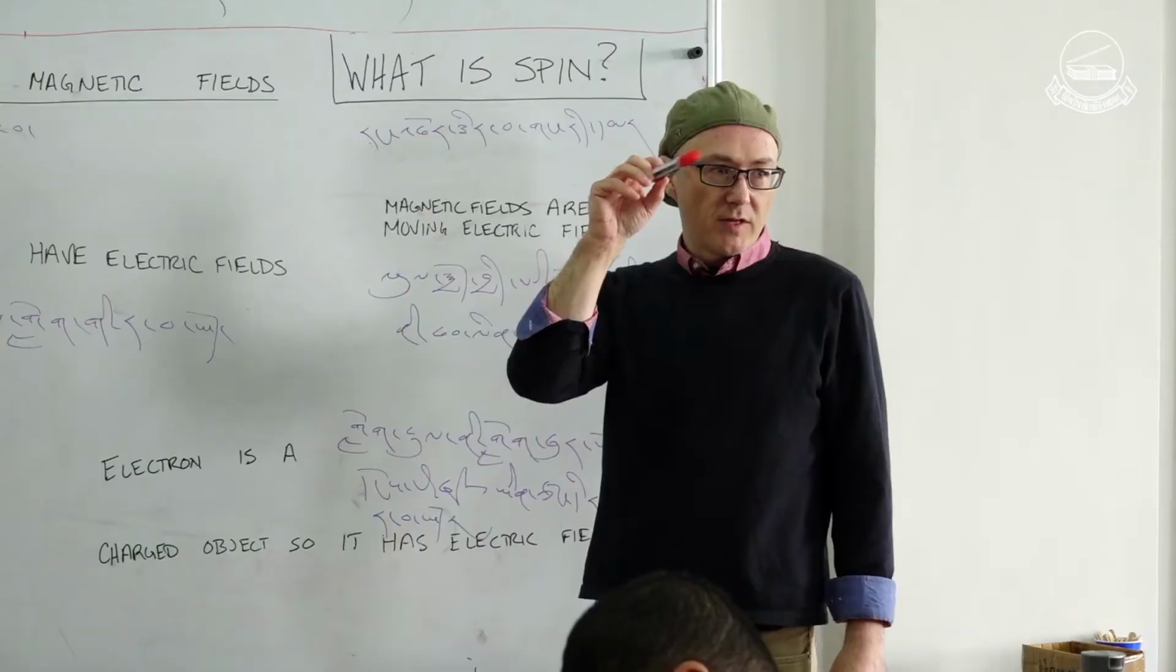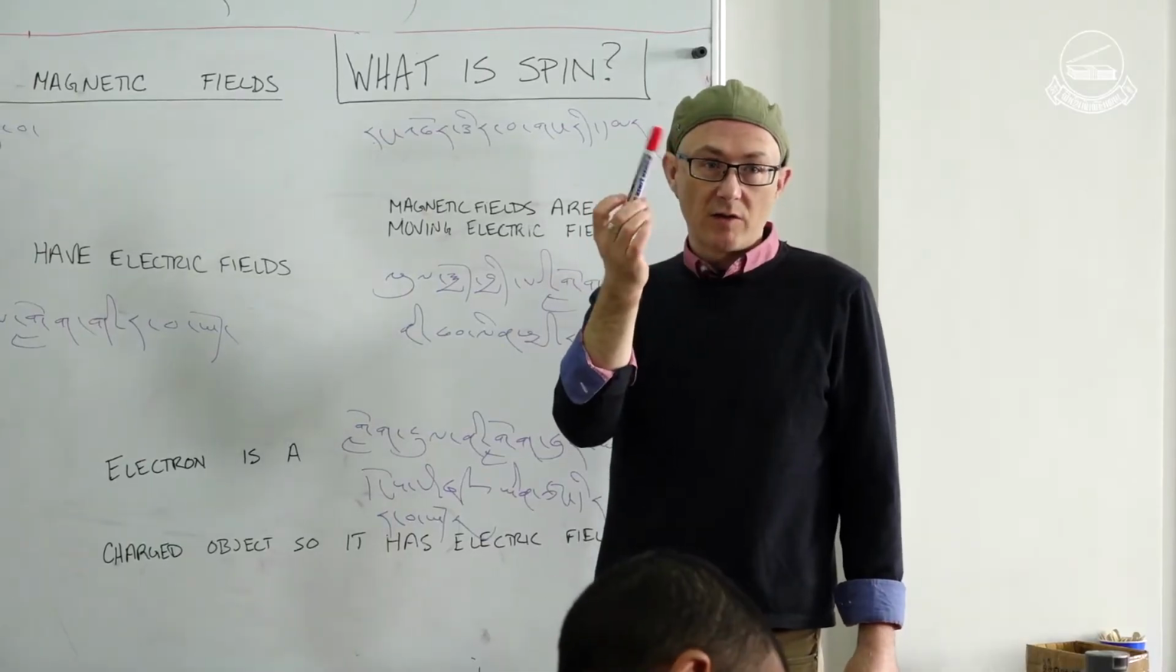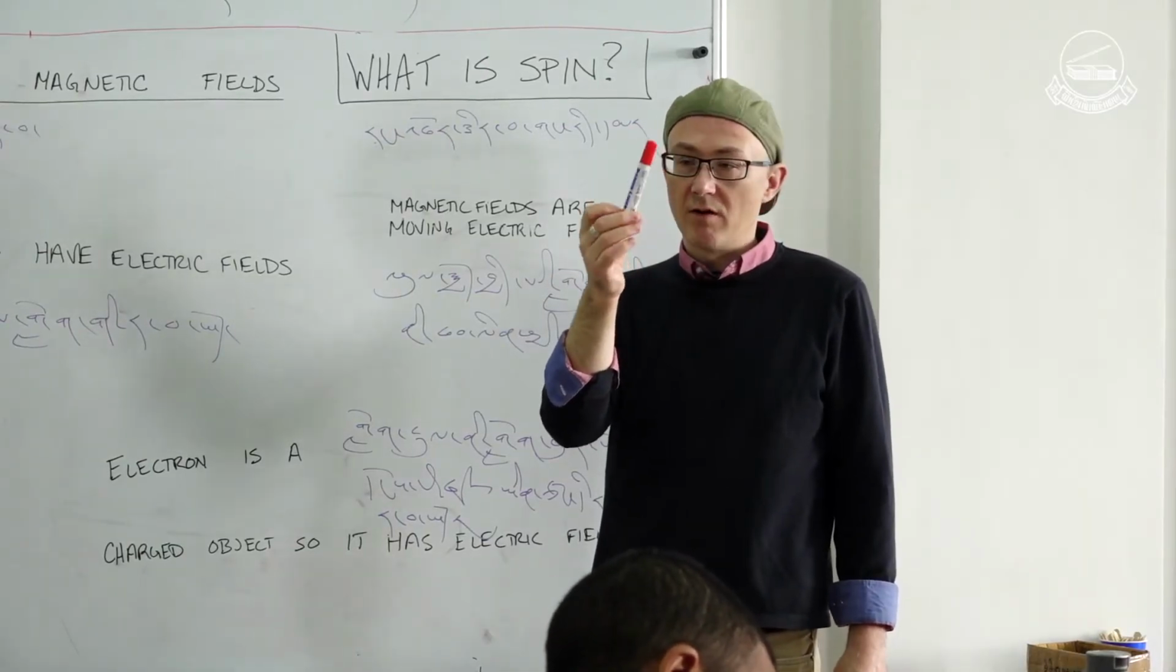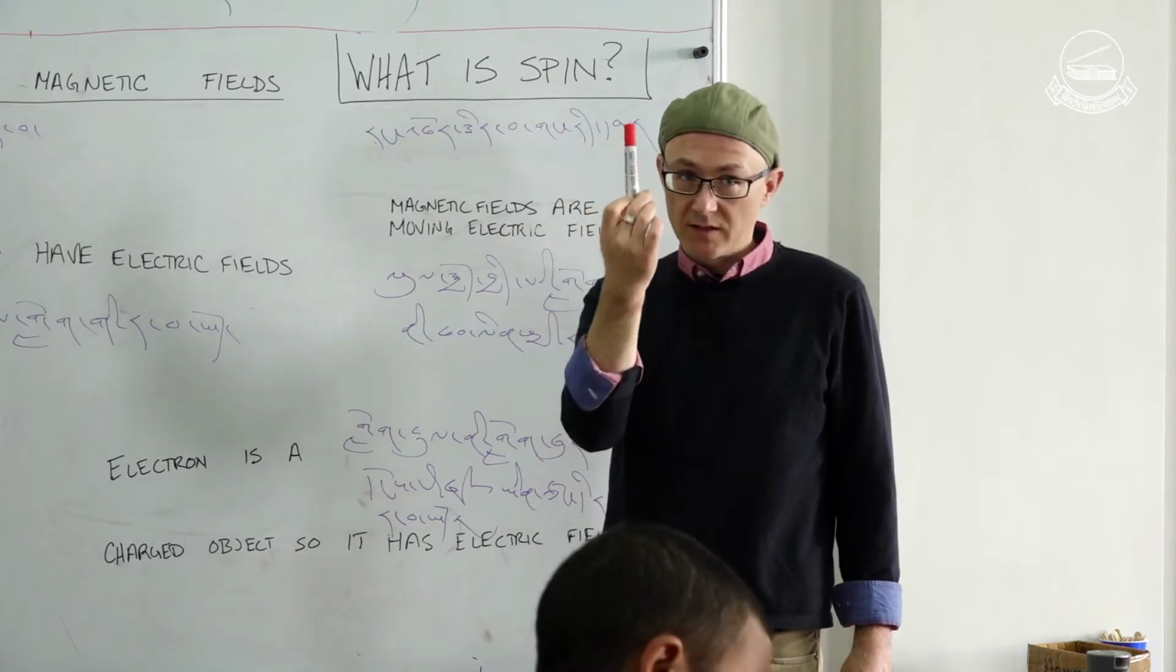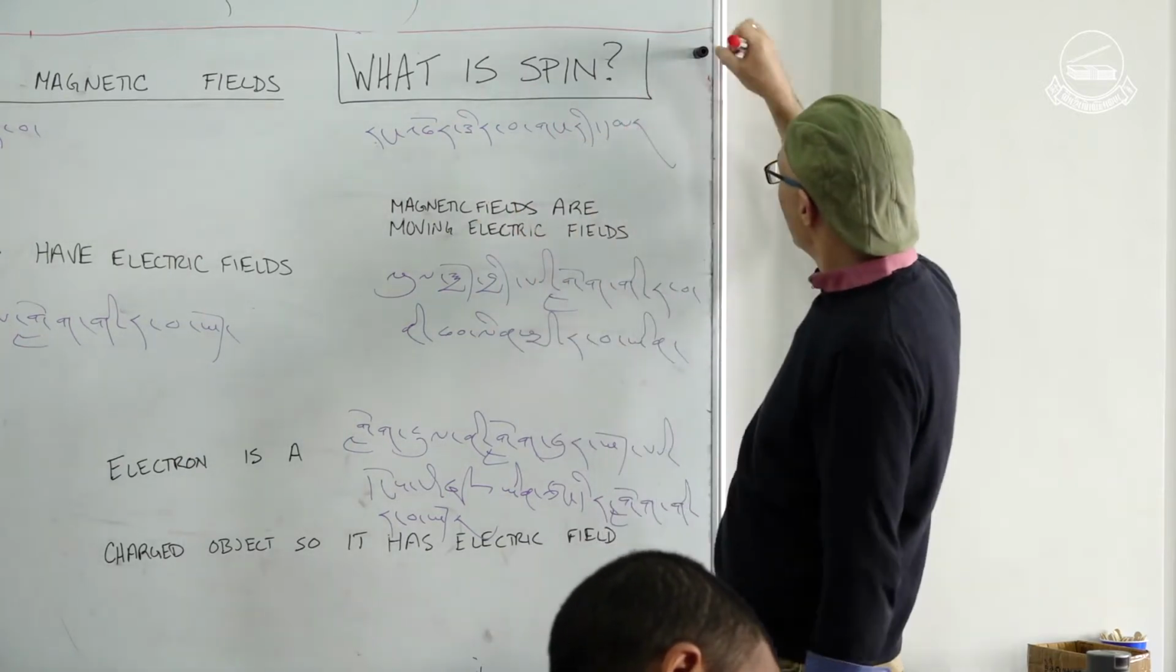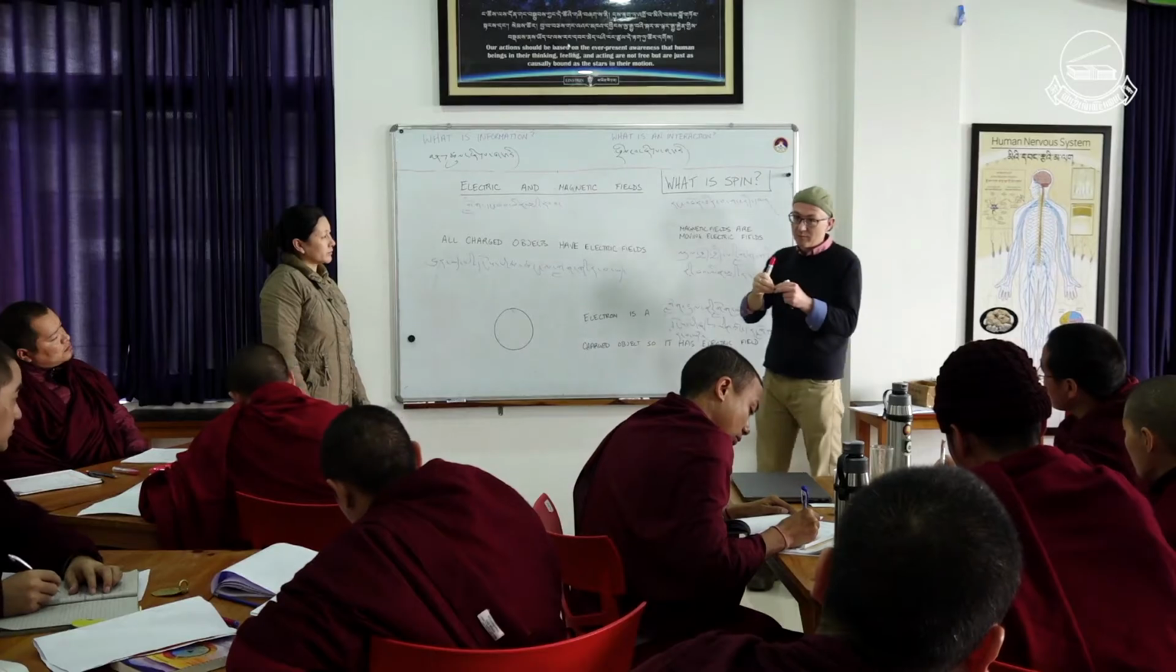But all the things in this are spinning as well. So all the electrons and all the atoms and things are spinning in this as well. But this doesn't have a magnetic field, and this does have a magnetic field.